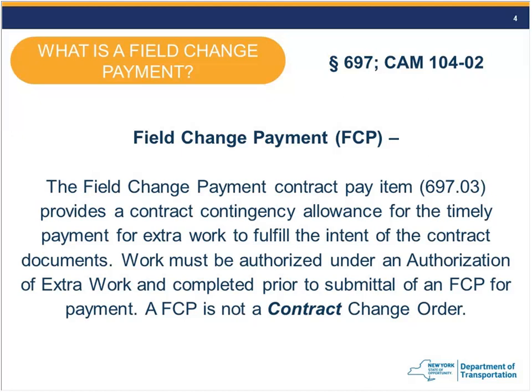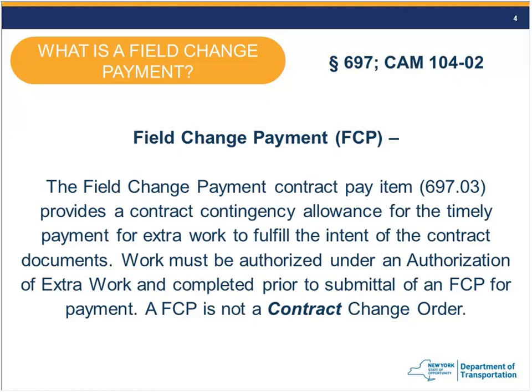It provides a contract contingency allowance for the timely payment for extra work to fulfill the intent of the contract documents. Work must be authorized under an authorization of extra work, the CONR 104, and completed prior to submittal of an FCP, or field change payment, for payment. An FCP is not a contract change order. If we break this down a little bit, approximately 6% of the value of the contract is set aside in the field change payment.